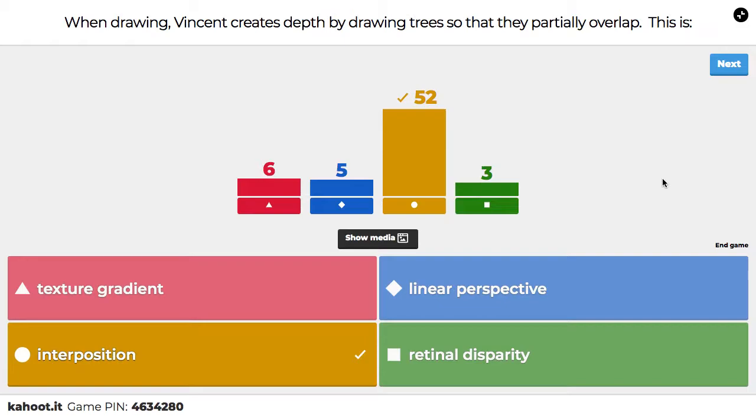With these types of questions, I've seen sometimes on the AP test that they give you a diagram, especially with closure, but sometimes it might be a description like this: creates depth by drawing trees so they overlap. That overlapping is interposition. Retinal disparity is a binocular cue, and it doesn't really have to do with the drawing. The linear perspective is what? Yep, the lines converging in the distance. And then what's texture gradient? Well, the hazy, that's atmospheric perspective.